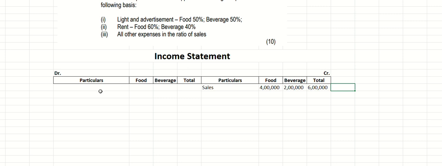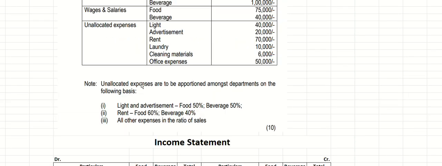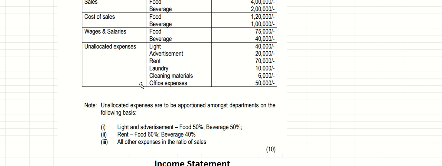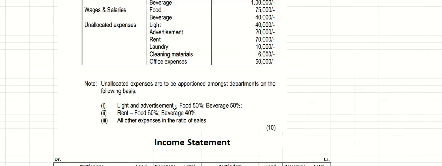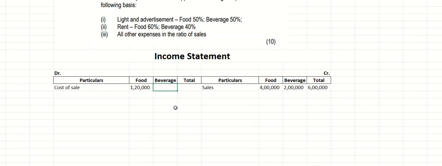Cost of sales will be written on the debit side. Why? Because cost of sale is an expense. Cost of sale for the food department is 1,20,000. For the beverage department, the cost of sale is 1 lakh. So the total, you don't need a calculator to do that. The total cost of sale is 2,20,000.